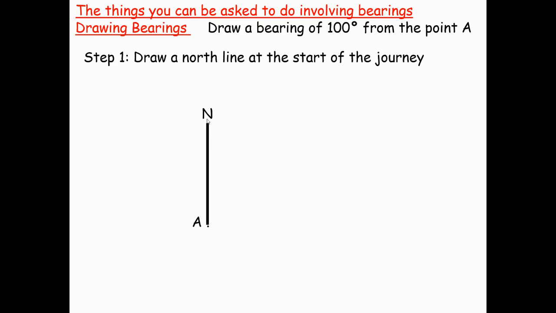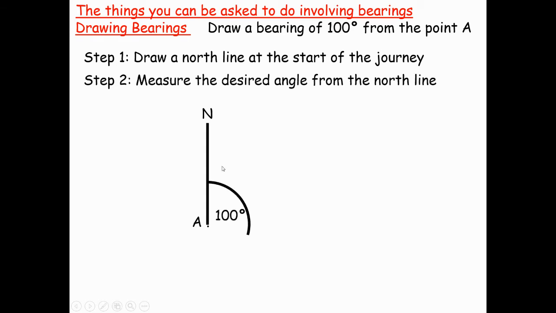And then we're going to get our protractor. You're going to put it so that the center cross is there. 0 is pointing up here, and you're going to go 100 degrees on your protractor, make a little point, and then draw a line going through that, and there's your bearing that you've been asked to draw. It's always important to go clockwise.